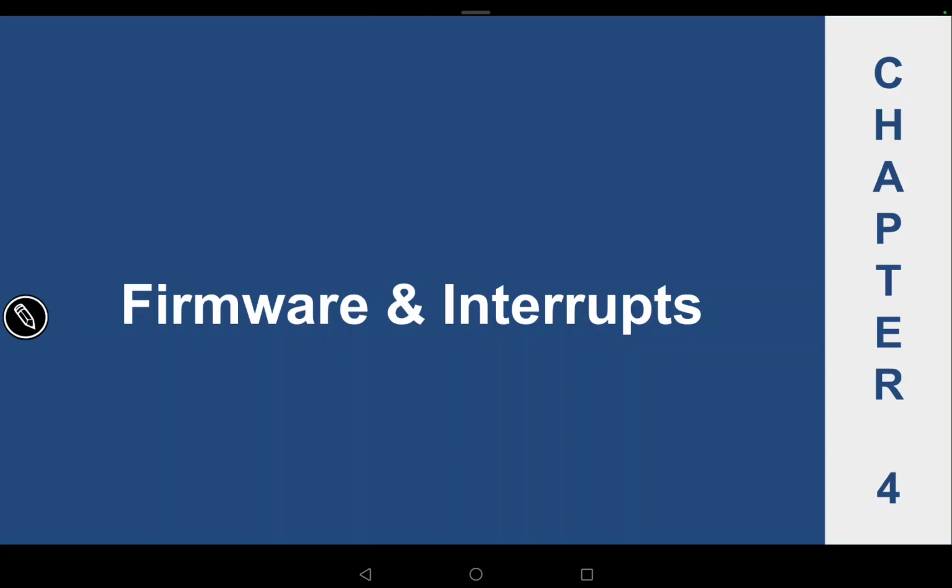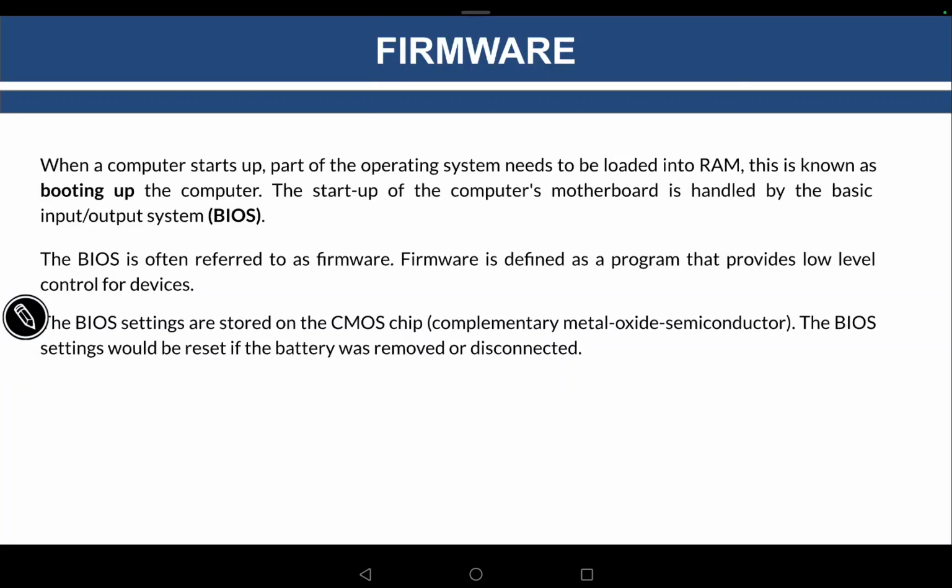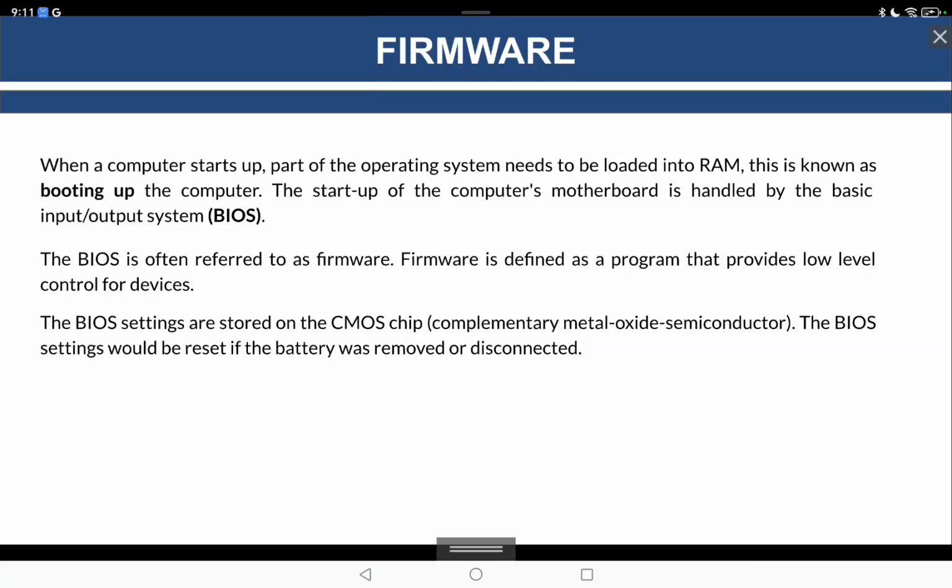In this video, we are going to look at the topic firmware and interrupts. Now, let's look at the term firmware. So, when a computer starts up, part of the operating system needs to be loaded into the RAM. An example of part of the operating system that needs to be loaded into the RAM is the human-computer interface, because this is needed for a user to communicate with the computer system. And this process is known as booting up.